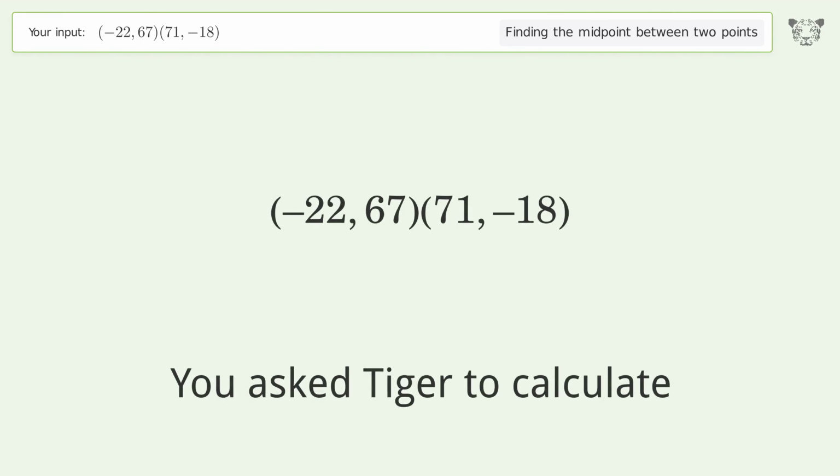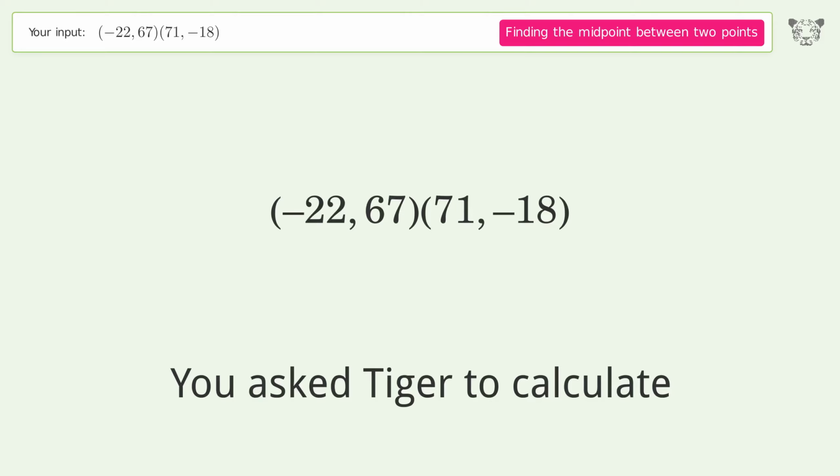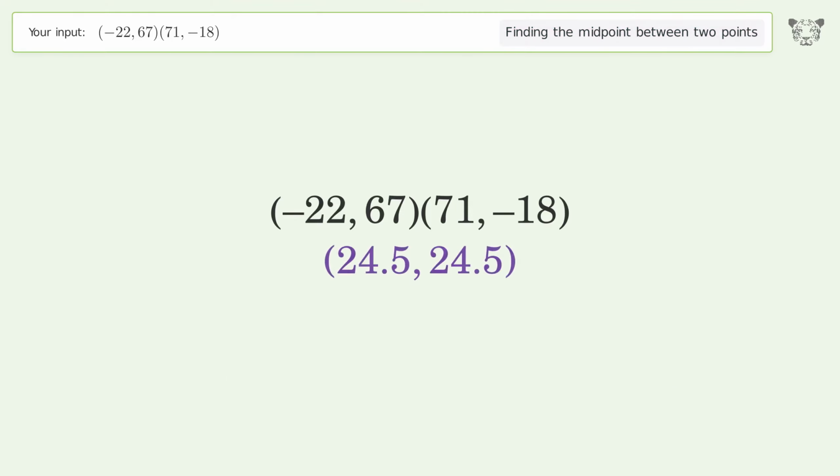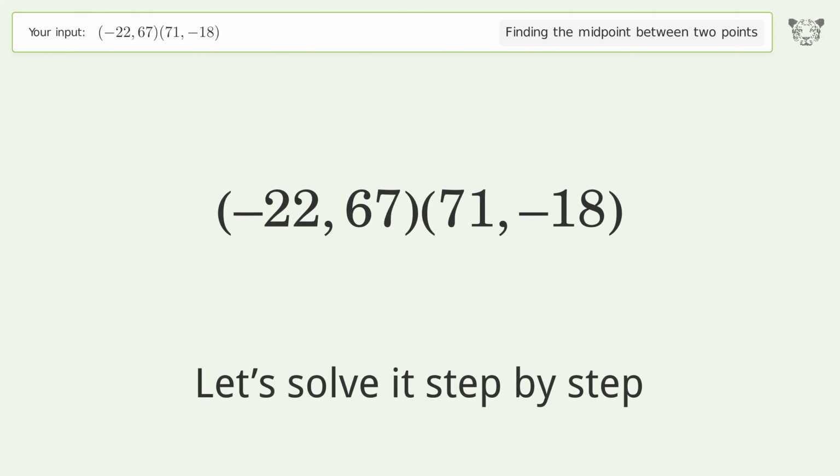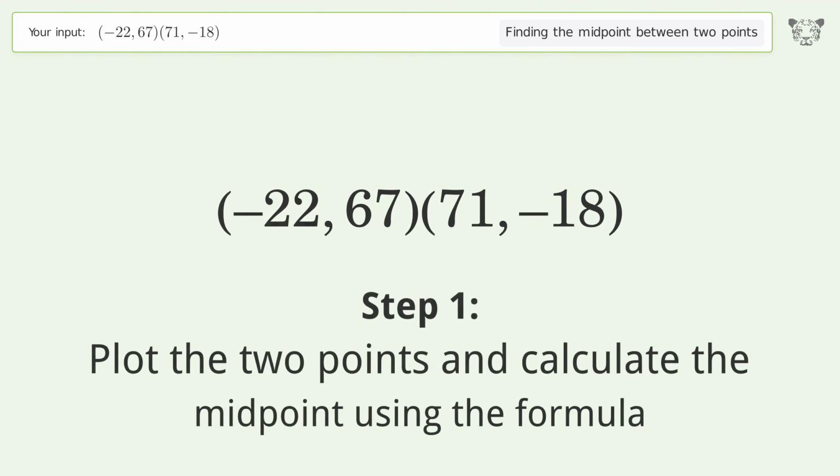You ask Tiger to calculate. This deals with finding the midpoint between 2 points. The midpoint between the 2 points is 24.5, 24.5. Let's solve it step by step. Plot the 2 points and calculate the midpoint using the formula.